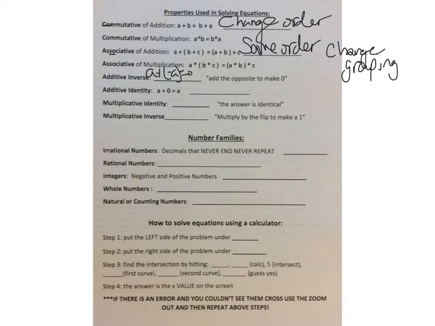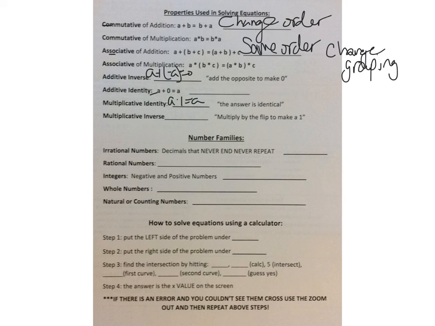Additive identity property, A plus 0 is A. The answer is identical. Okay, your answer is identical. So A plus 0, anything plus 0 is going to give it back. The multiplicative identity: anything times 1. So A times 1 equals A. These are the very basic ones.